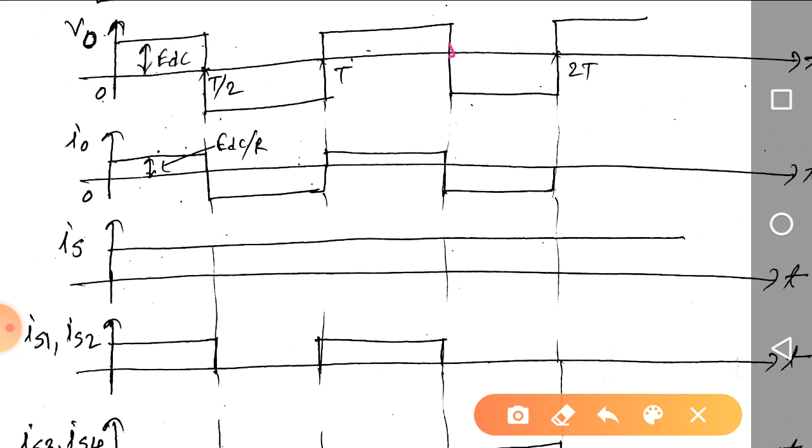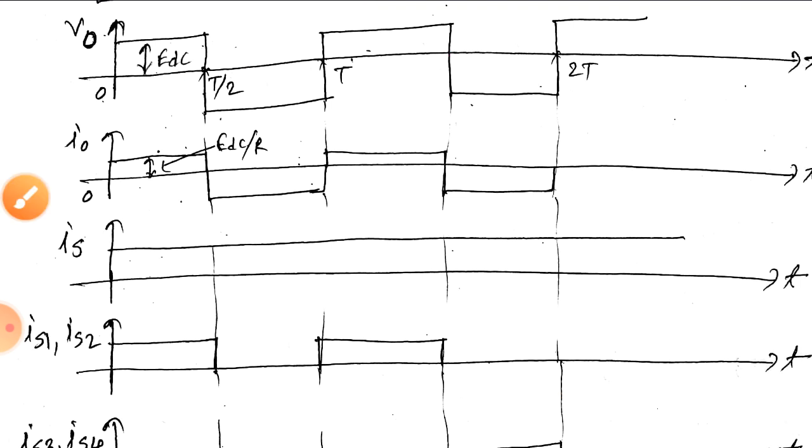So from 0 to T by 2 we are turning on S1 S2. T by 2 to T we are turning off S1 S2 and again turning on S3 S4, and same goes on repeating. Now it is an AC voltage, it is having a positive value, negative value, positive value and negative value. That's why the output voltage is AC. But whether it is a sinusoidal one, no, it consists of harmonics. So we are going to derive the Fourier series analysis later on.